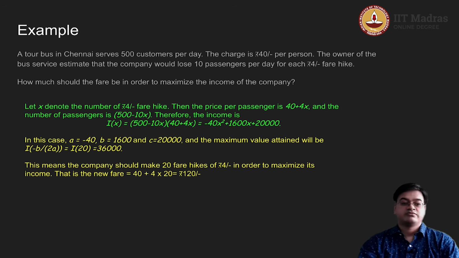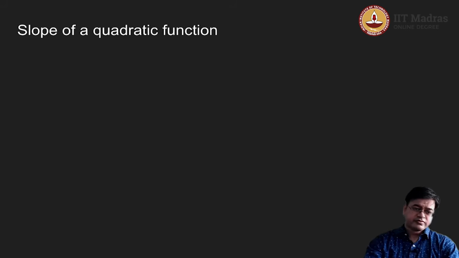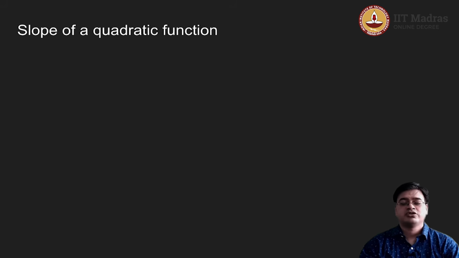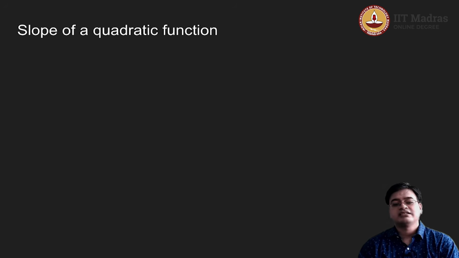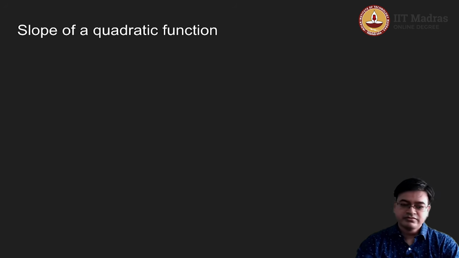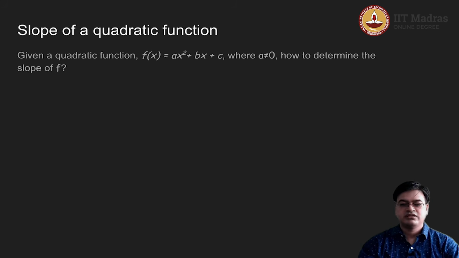Now let us go back to our linear functions, where we studied the slopes of lines. What was the slope of a line? The slope of a line was change in y by change in x. Let us see what the concept of slope has to do with a quadratic function. Let us try to analyze that. So my goal in this set of slides is, given a quadratic function f(x) equal to ax square plus bx plus c, where a is not equal to 0, how to determine the slope of the function f.